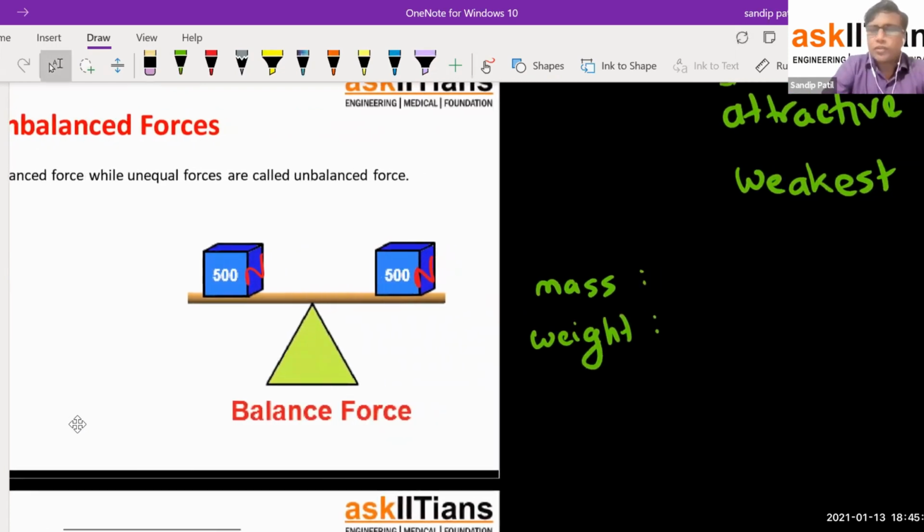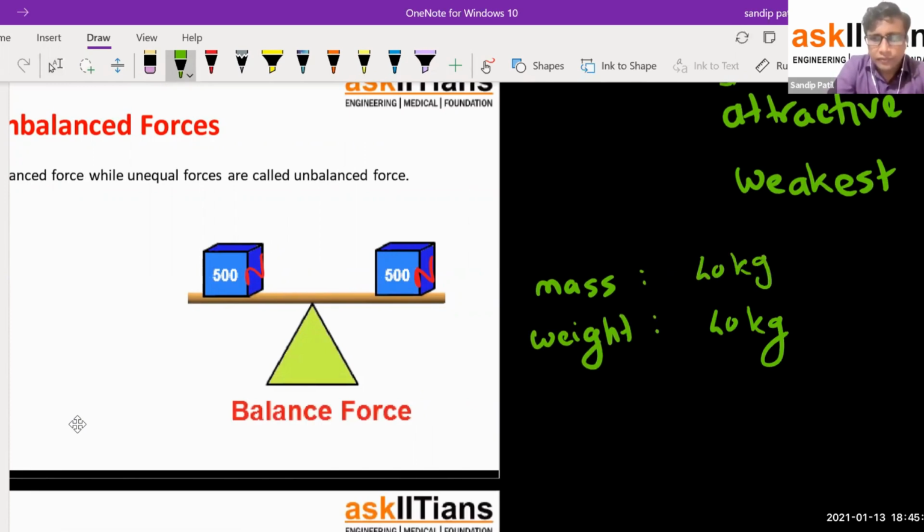Normally, if somebody asks you what your weight is, we say, let's say, 40 kg. But remember, 40 kg is not our weight. 40 kg is actually our mass. So what is weight then? Remember, the formula for weight is m into g. M is your mass, that is 40.